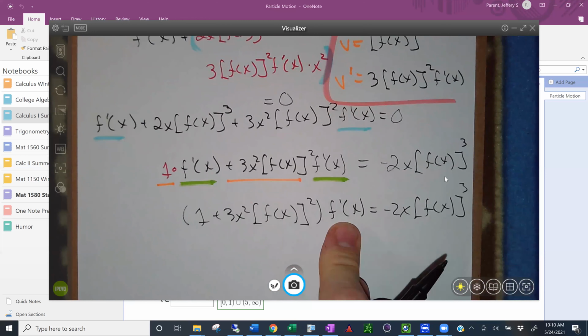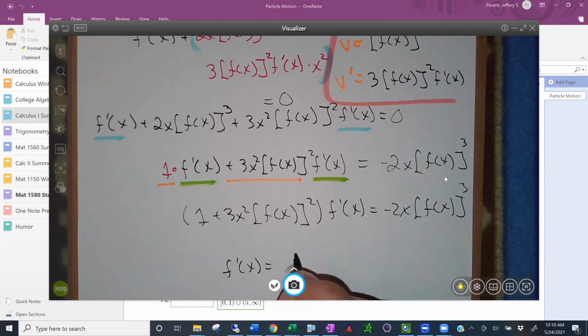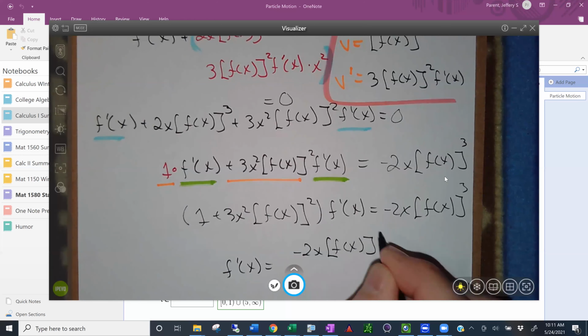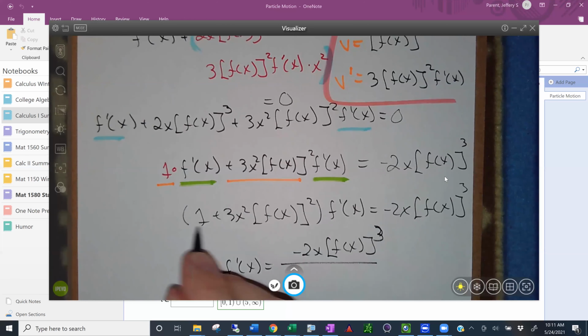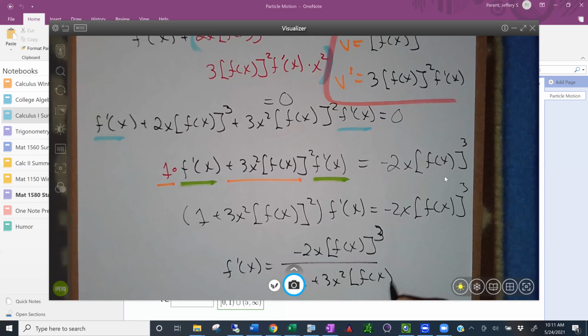I'll finish up by dividing both sides by this coefficient and get f prime of x equals -2 times f of x cubed divided by all this, which is going to be 1 plus 3x squared f of x squared.